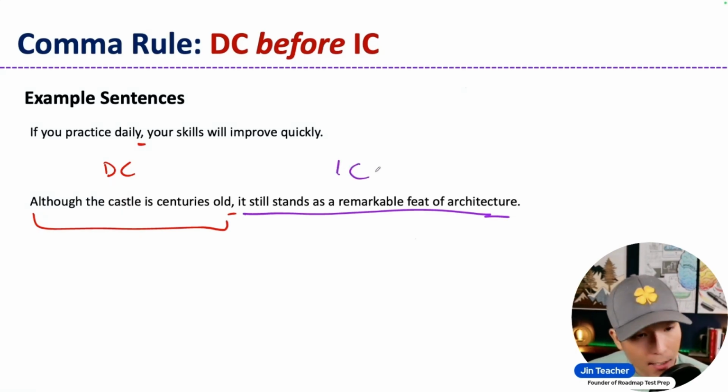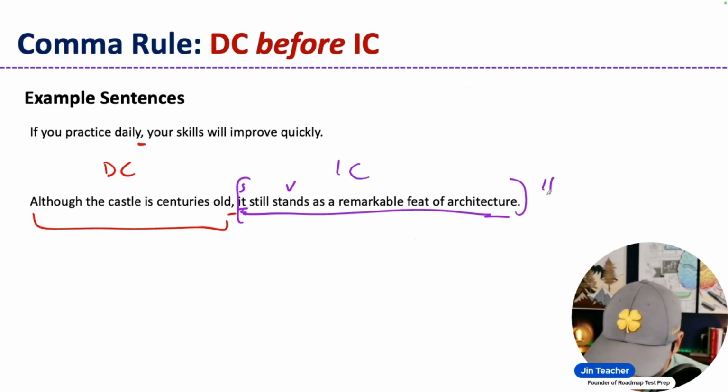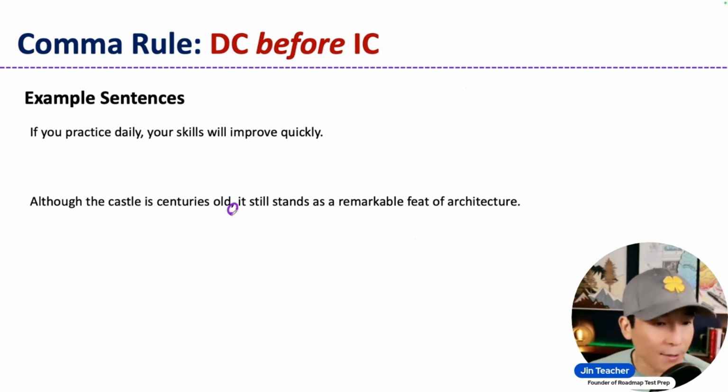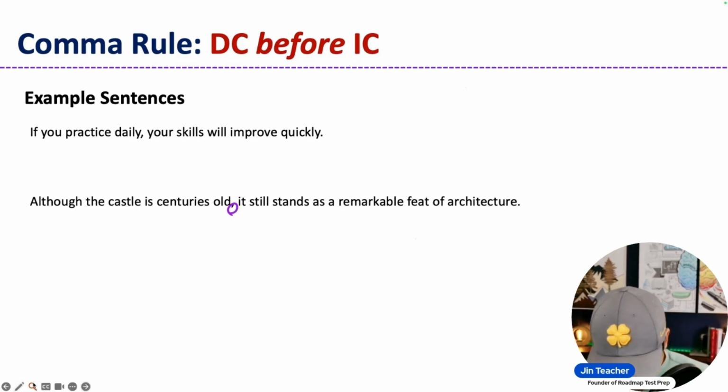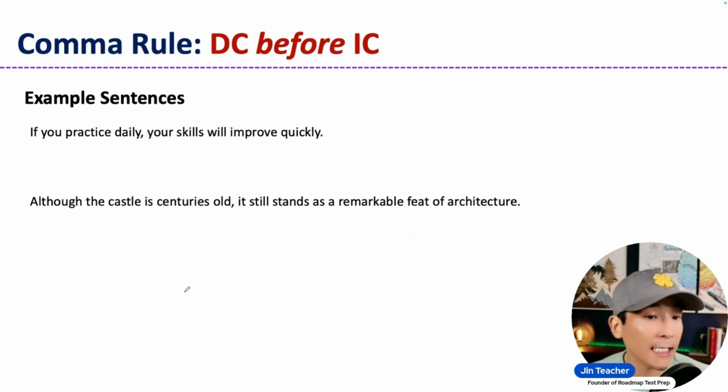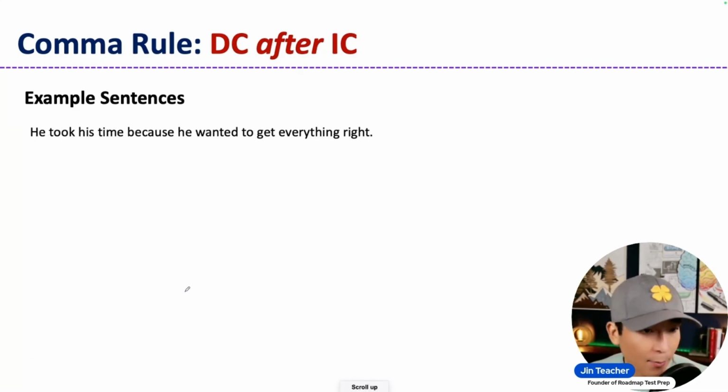How do we know that? Because it has a subject, it has a verb, stands, right? It stands as a remarkable feat of architecture is my complete thought, right? So if we only looked at this part of the sentence, this would be a grammatical sentence. It'd be a complete sentence, right? But because we have a dependent clause that comes before that independent clause, we have to use a comma to separate the two, okay? So this comma rule is pretty straightforward. Everyone should know this. If a dependent clause comes before an independent clause, put a comma to separate the two.